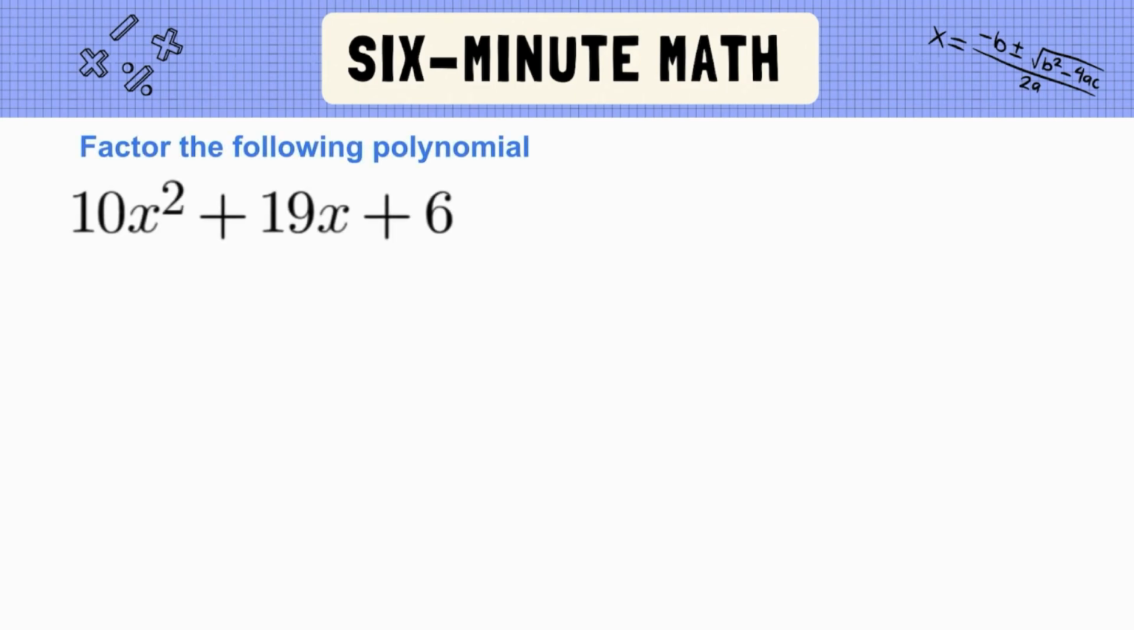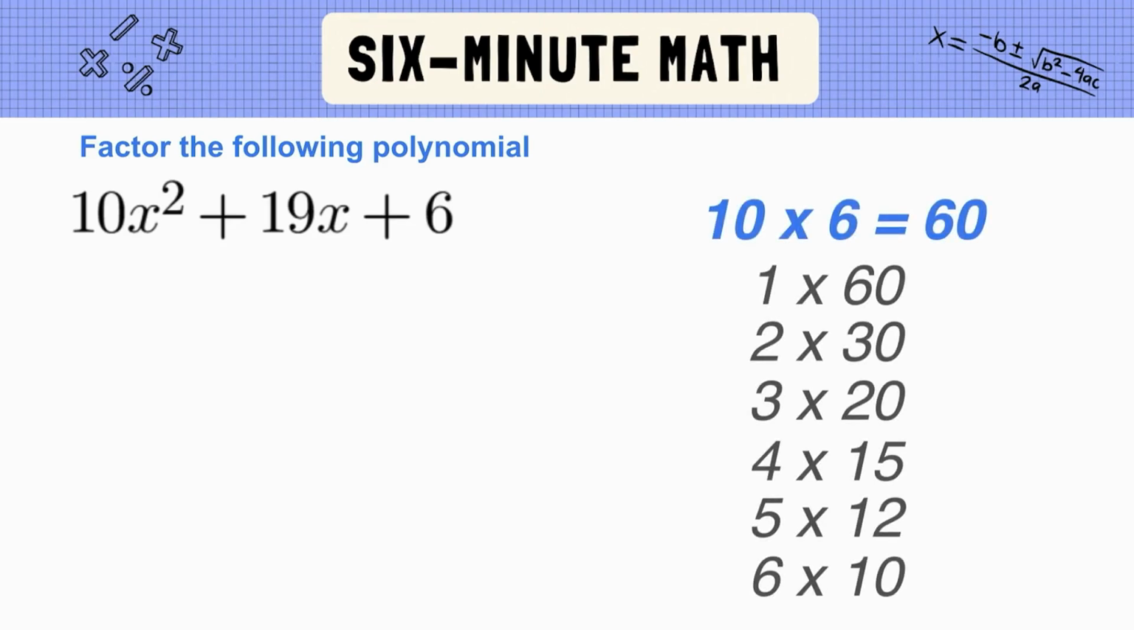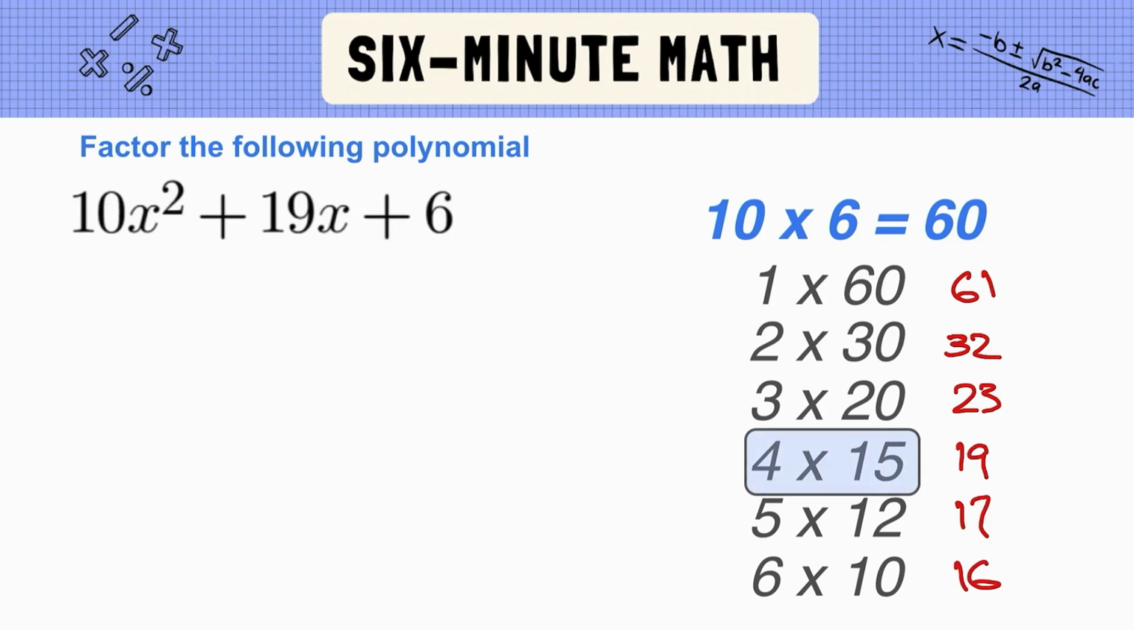On to our last example here. We have 10x squared plus 19x plus 6. 10 times 6 is 60, and I have my factor pairs, and I'm looking for two numbers that add to that middle b value. So we're going to do our sums on the right here. We have 61, 32, 23, 19, 17, and 16. I'm looking for it to be 19, so I have my 4 and my 15, which I'm going to split my 19 up into.